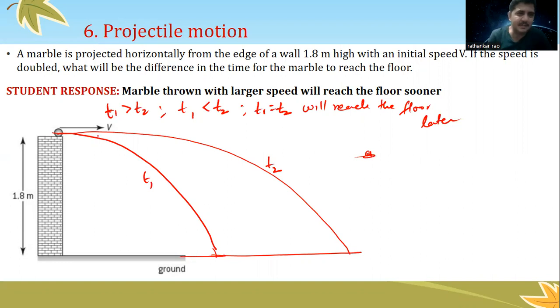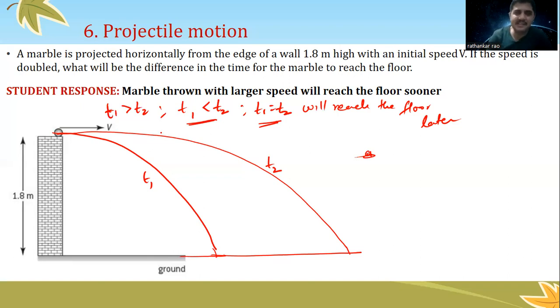Most of the time, something like 70% of the time, I get the answer T1 less than T2, which means it takes less time because you're throwing it with a larger speed. 30% of the time I get the other one. I never get this answer, T1 equal to T2. But fortunately, this is the right answer. Let us see why we get this. Where is the mistake in the understanding?